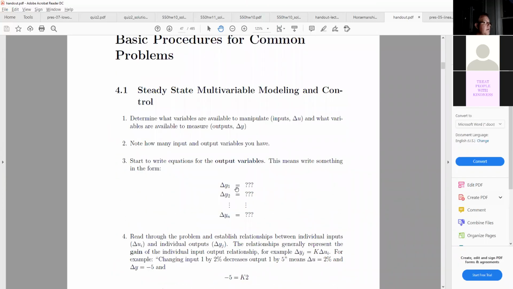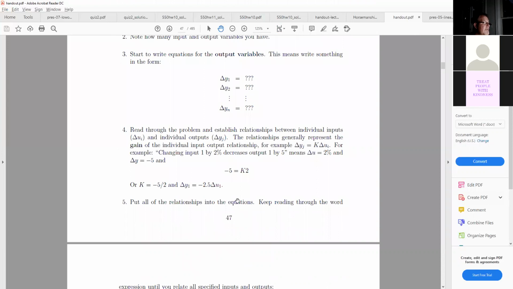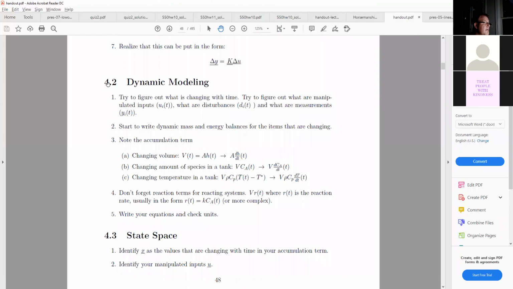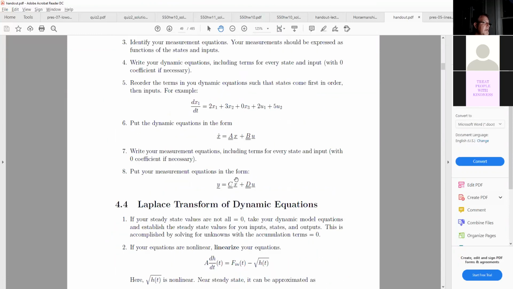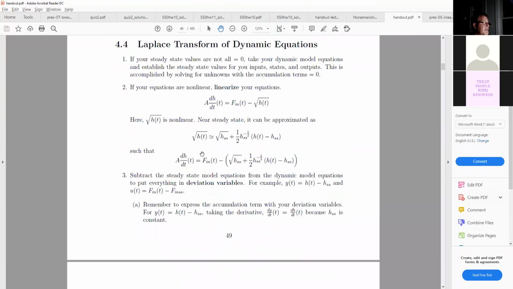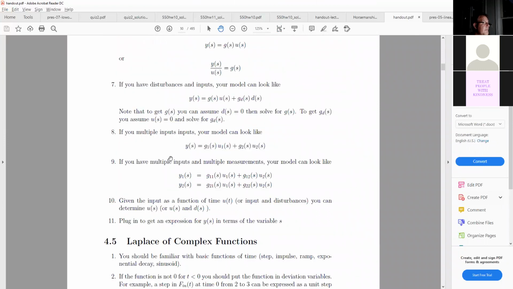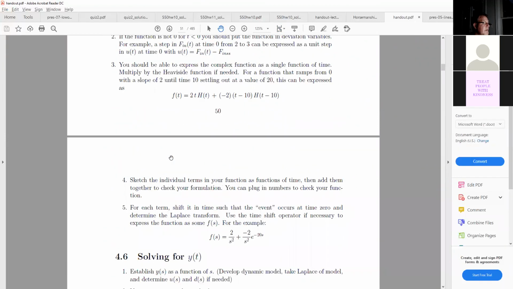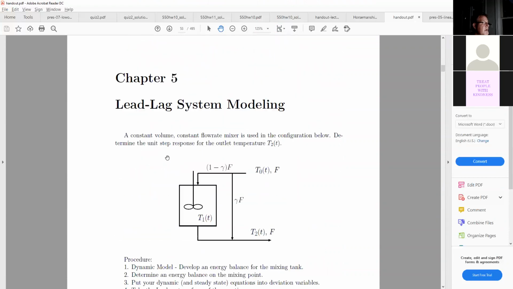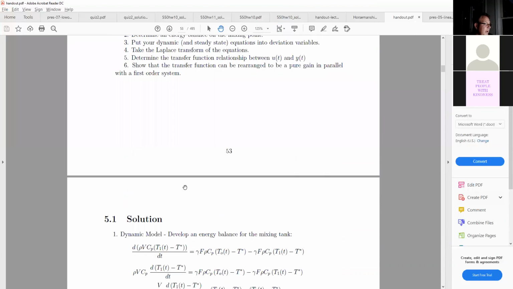Definitely before Friday, but some of this dynamic modeling gives you some hints or procedures. State space gives you some hints. So those two segments, linearization. Some of this other stuff is important for next Friday. Here's another lead lag system. Flow in with a bypass, this time with an energy balance.